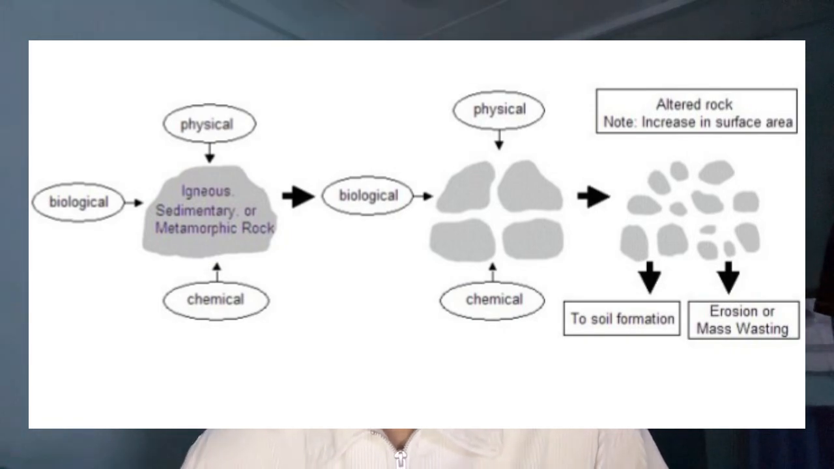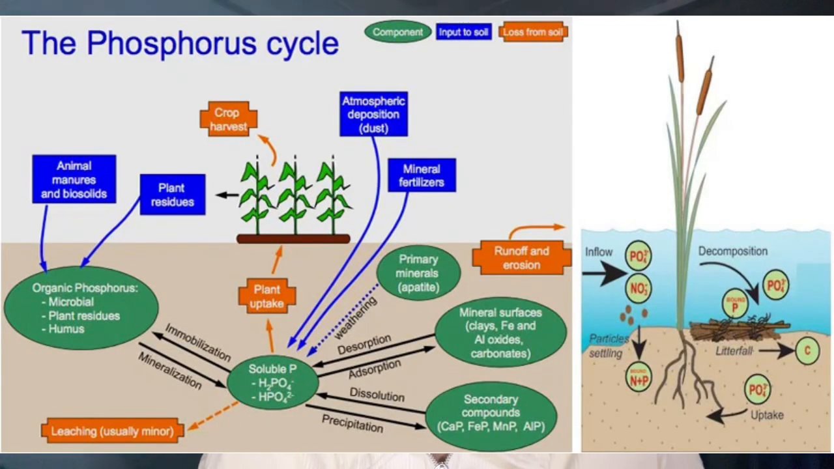The first step is weathering of rocks. Phosphorus originates in rocks and minerals containing phosphates. Natural processes like rain, wind, and temperature changes break down rocks, releasing phosphate ions into the soil and water. The second step is absorption by plants.